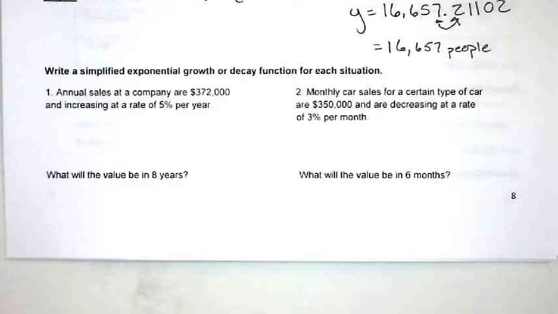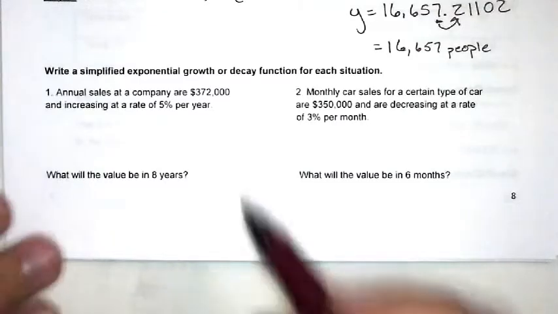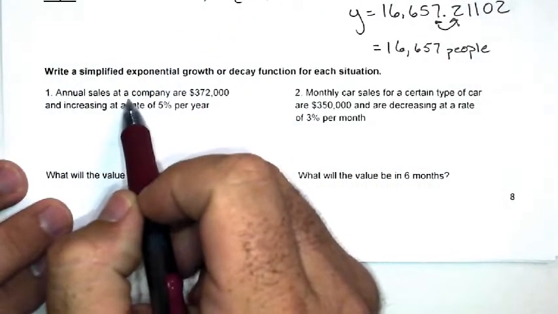Now that we got the cough drop situation figured out, we are going to write a simplified exponential growth or decay function for each situation. I'm going to do situations 1 and 2. The next page is situations 3 and 4, which is the one you will do.